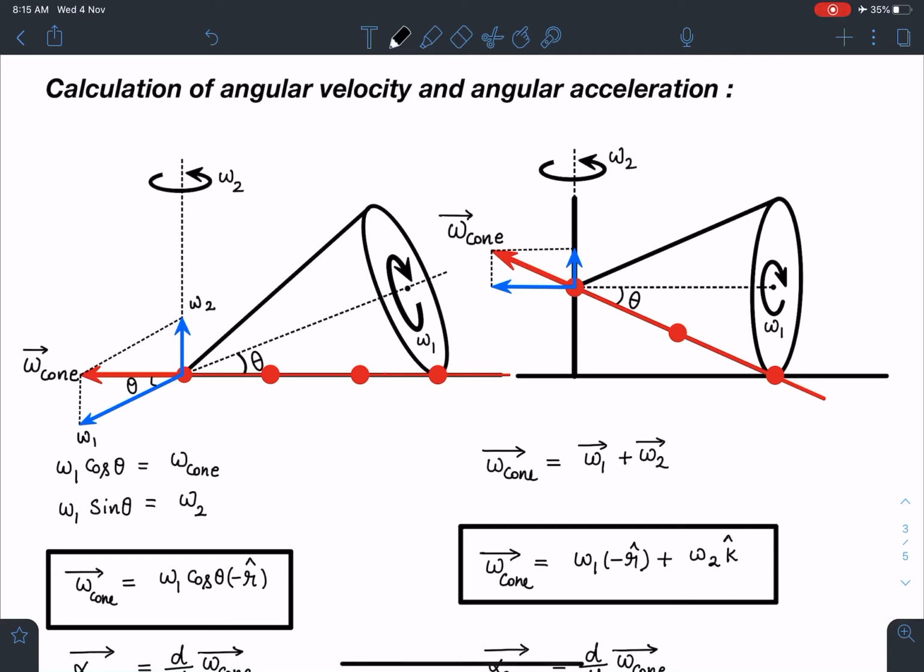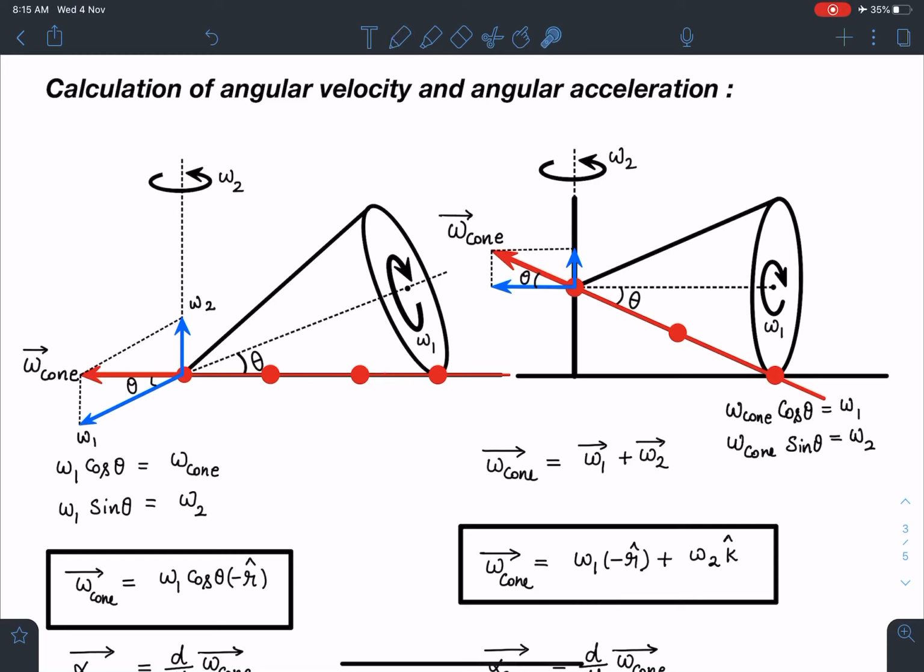And similarly here, this angle is going to be theta. This angle is going to be theta. So I can easily say omega 1 cos theta, omega cone cos theta, should be equal to omega 1, and omega cone sin theta must be equal to omega 2. All right, and overall omega we can write, that is vector omega 1 plus vector omega 2.